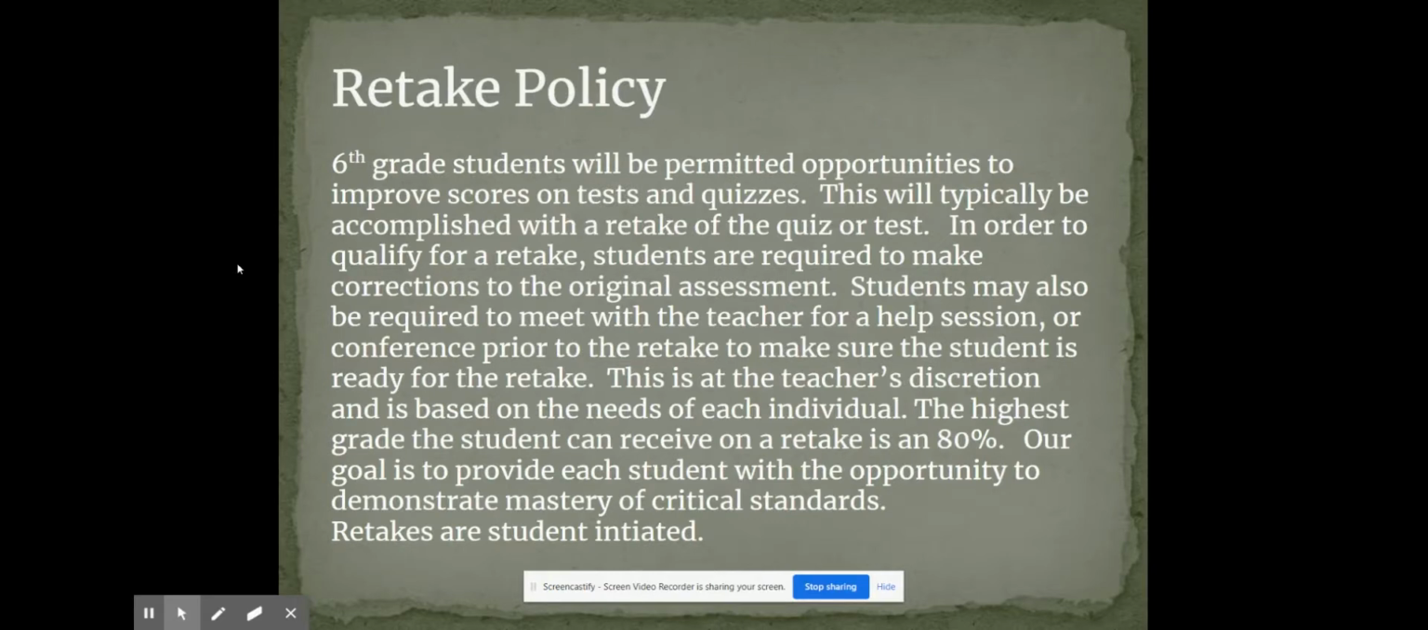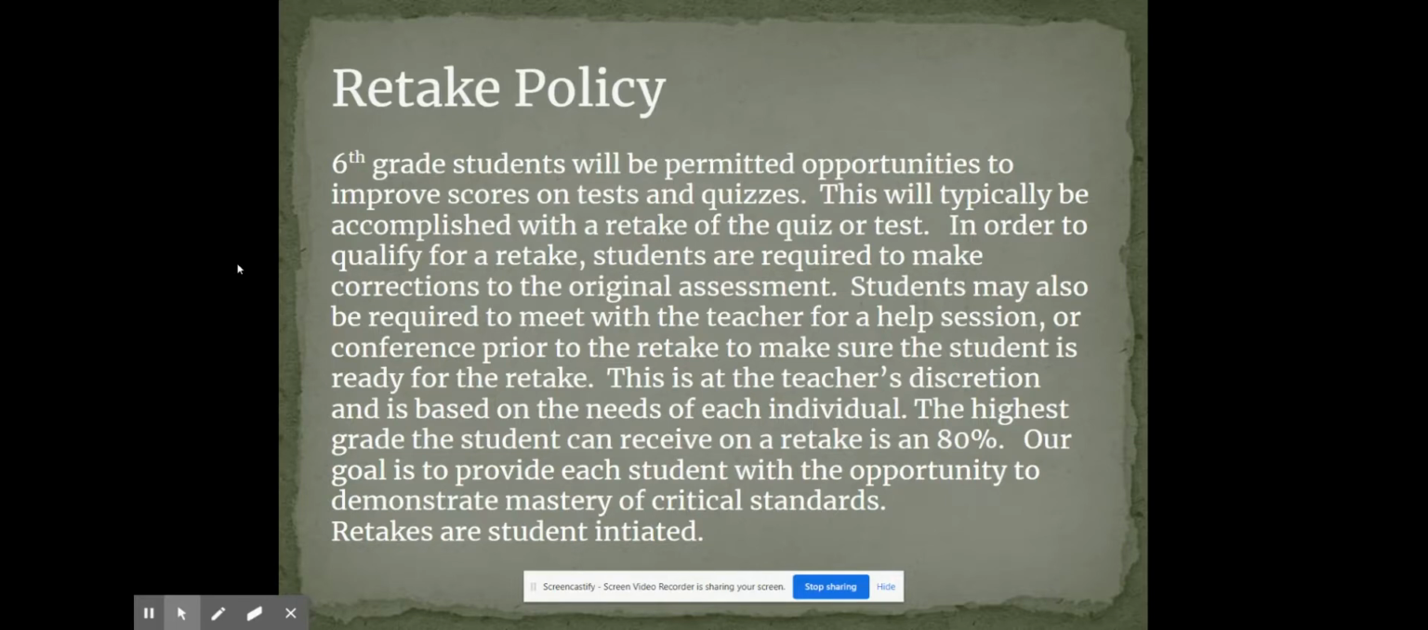Because quizzes and tests are weighted so heavily, we also have a retake policy. Students are permitted opportunities to improve test scores on quizzes and tests only. This will typically be accomplished with the retake of a quiz or a test. In order to qualify for a retake, students are required to make corrections to the original assessment. Students also may be required to meet with the teacher for a help session or conference prior to the retake to make sure the student is ready for the retake. This is at the teacher's discretion and is based on the needs of each individual.